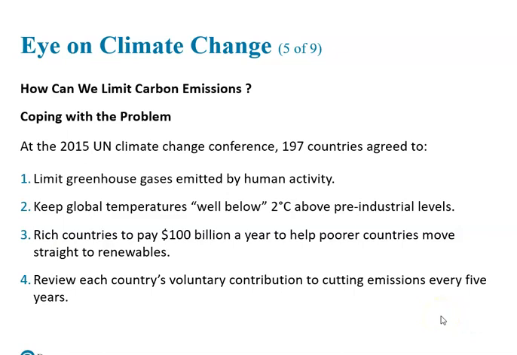They want rich countries to pay $100 billion a year to help poorer countries move towards cleaner sources of energy. And they also want to review each country's voluntary contribution to cutting emissions every 5 years, so that they can keep a check and balance on every country separately.